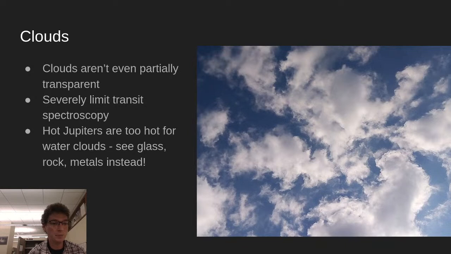So these clouds have to be made of something else. And for hot Jupiters, the materials that actually can do this, that will evaporate, condense, and rain out, are things like glass, rocks, even metals in some cases. So we have clouds of rock on these hot Jupiters.